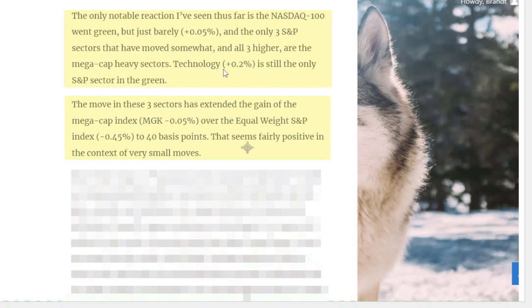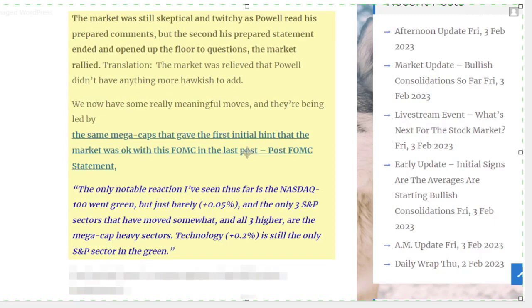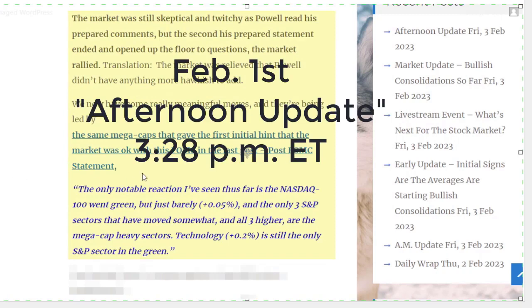So we have a lot of kind of knee-jerking back and forth between the FOMC policy statement and right before Powell's press conference. The only sectors that were standing out, again, are these three mega cap heavy sectors that have really led the market pretty much all of this year, and on an increasingly powerful basis. So this is right after Powell on Wednesday.